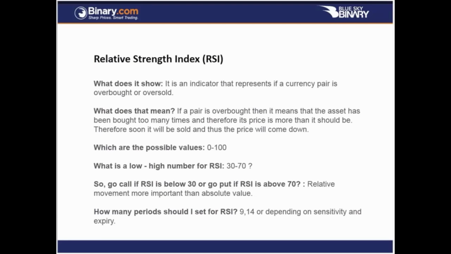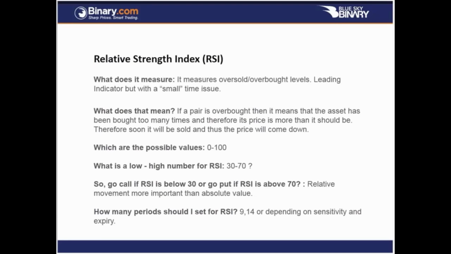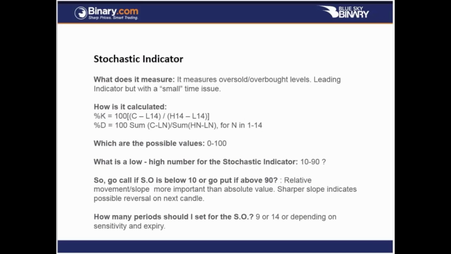Now, let's go to the next one and discuss the stochastic indicator, which is a very similar indicator. The stochastic indicator measures oversold or overbought levels as well. This is a leading indicator, but with a small time issue, and I will explain what that means. I will let you know how it's calculated below.